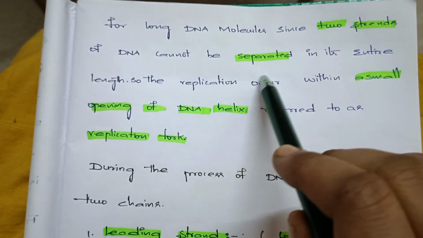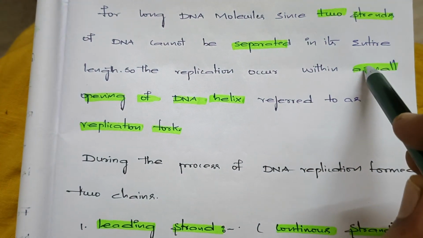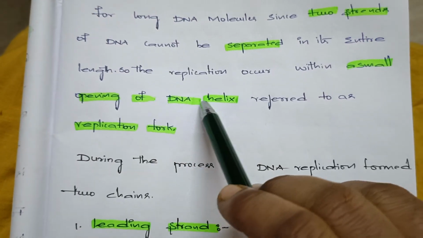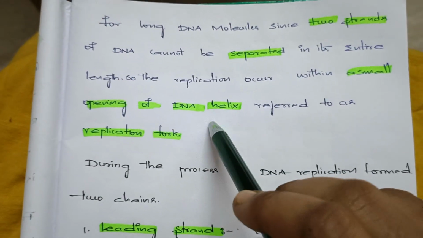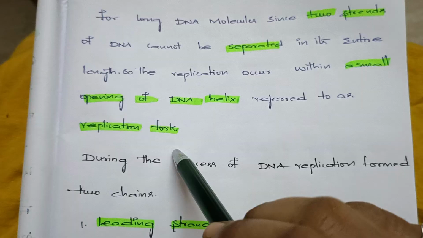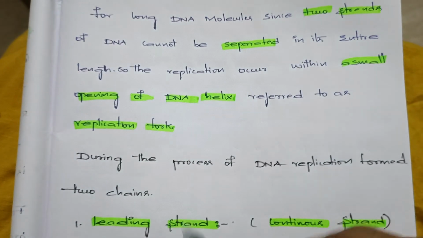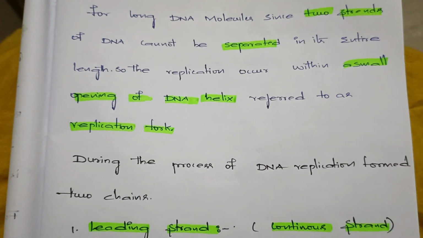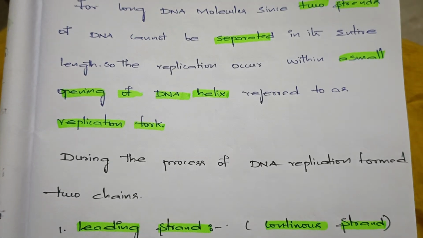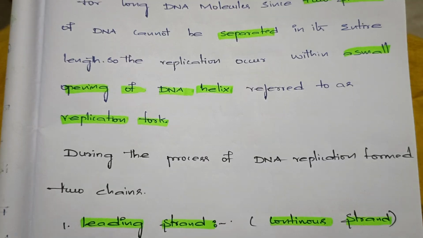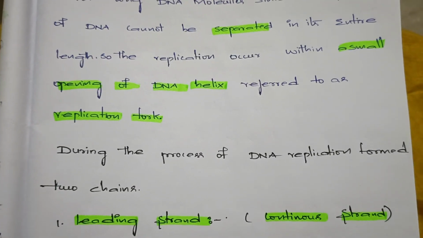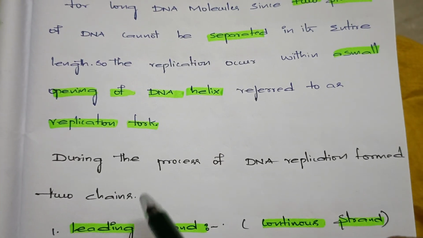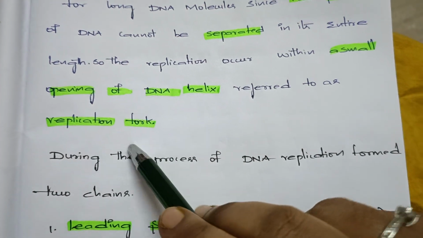For long DNA molecules, since two strands are there, DNA can't be separated along its entire length. So there will be small openings, which we call replication forks. In our body, the entire DNA can't be opened and replicated at the same time. In a few places, small gaps will be there, and only at those places will replication occur.